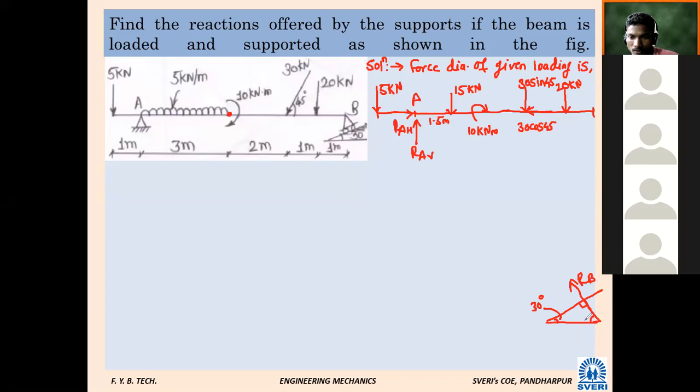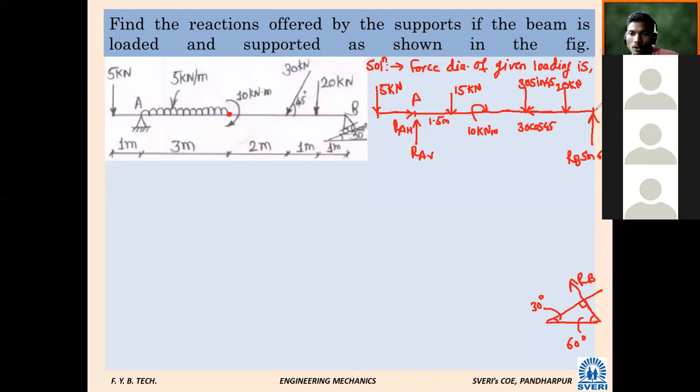So this will be 60 degree. What will be its vertical component? RB sin 60. Horizontal component, let's assume towards left. So what will be that? RB cos 60.